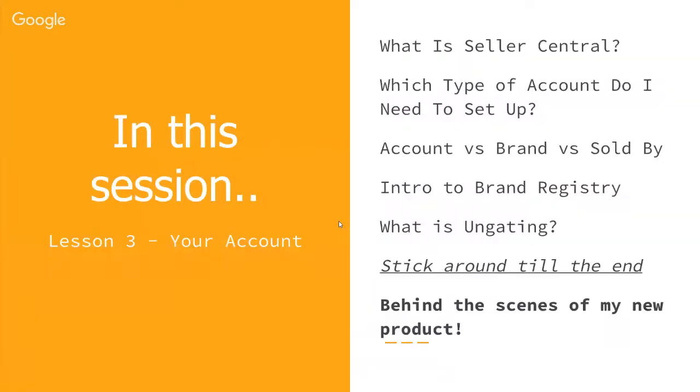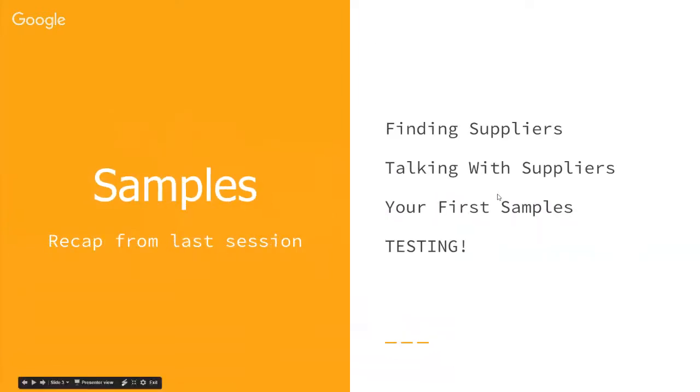In this session, we'll talk about what is Seller Central, which type of account you need to set up, account versus brand versus sold by, intro to brand registry, and what does ungating actually mean. Give you a bit of a recap on what I'm up to as well. Last session was samples, so how to find suppliers, talking with your suppliers, and getting your first samples of your new product.